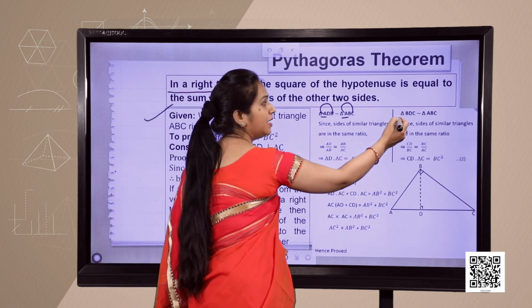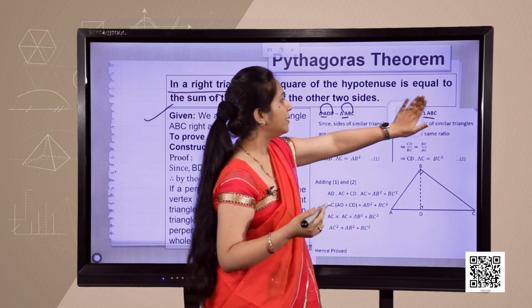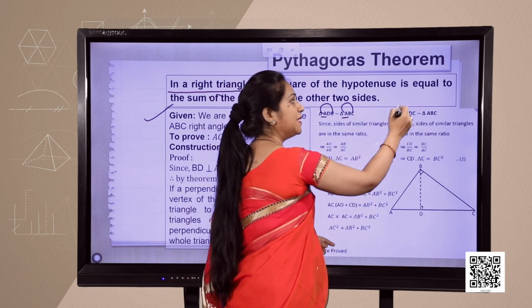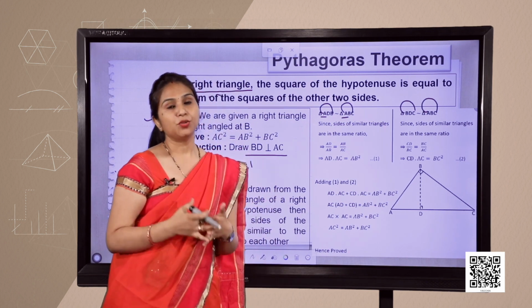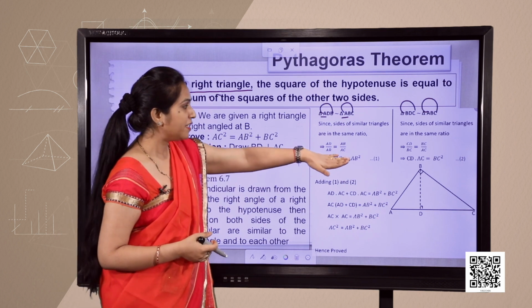So, write down BD upon AB, or you can write any combination. Here the combination which we are using is CD upon BC is equals to BC upon AC, right. Again I am reminding you that the selection of side is very, very important here. Now, children, see the first step.